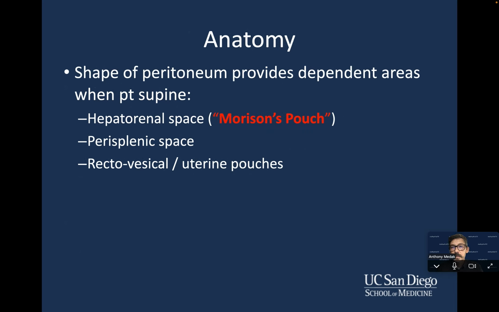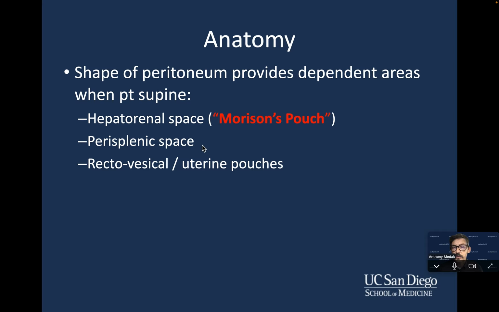So let's talk a little bit about the anatomy. If we think of the peritoneum and its shape, when a patient is lying flat on their back on a gurney, supine in that position, there are particular pockets or dependent pouches, or particular dependent areas, where fluid will accumulate. One of those is the so-called hepatorenal space, which is sometimes referred to as Morrison's pouch.